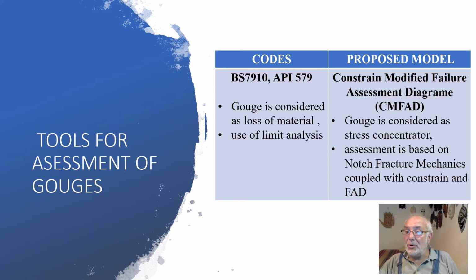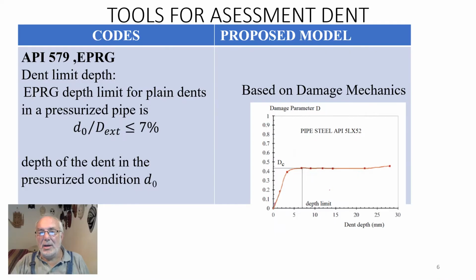In the proposed model, we use a constraint modified failure assessment diagram, and in this case, GOUGE is considered as a stress concentrator, and assessment is based on notch fracture mechanics coupled with a constraint and failure assessment diagram. For assessment of DENT, the code refers to the American Petroleum Institute or the EPRG. The proposed model is based on damage mechanics.